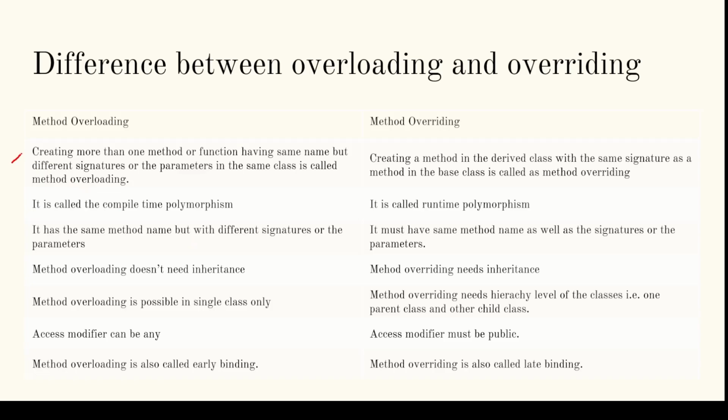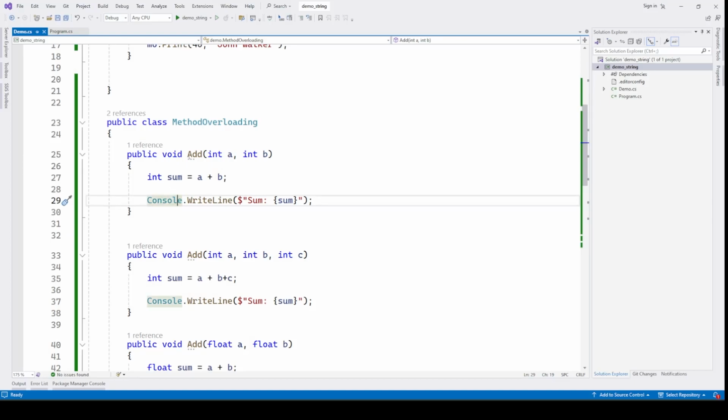First point is creating more than one method or function having same name but different signatures or the parameters in the same class is called method overloading. Let's go back to Visual Studio and see what is a signature. If you notice here, the method name and the parameters that are passed to the method, that is the signature of the method. Signature doesn't include the return type. That's why we are not able to overload the method by just changing the return type.